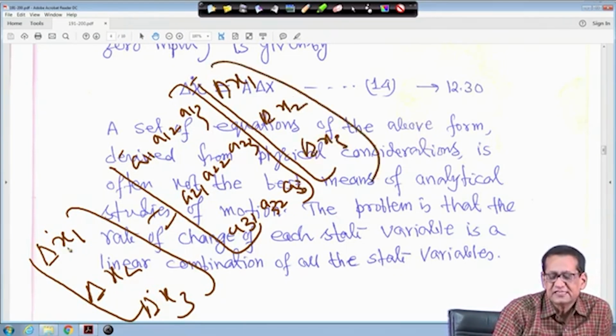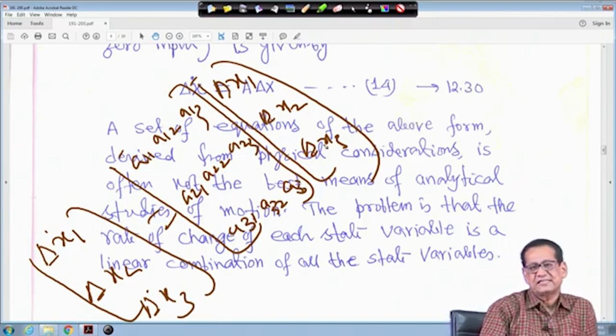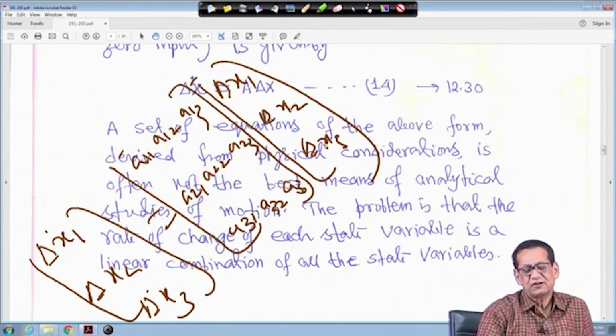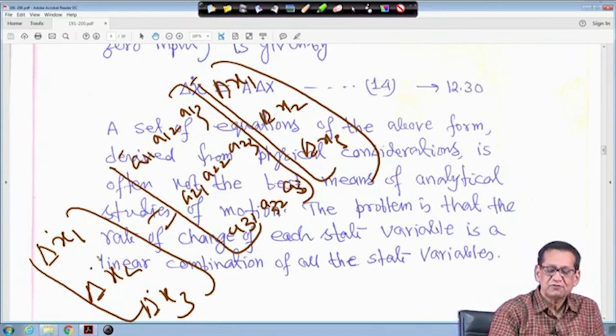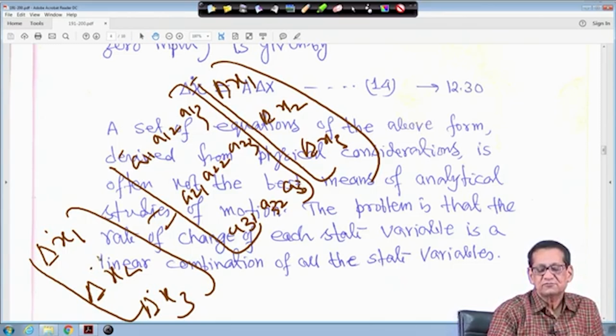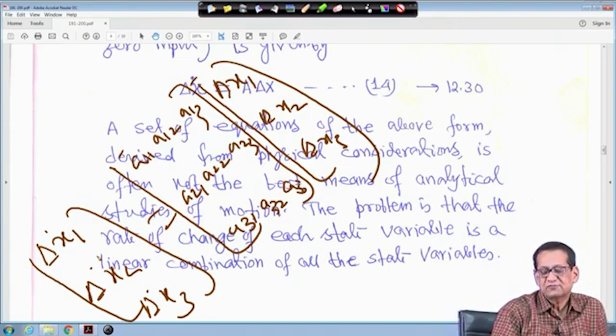So, if you write delta x1 dot, in this case delta x1 dot will be a function of all of delta x1, delta x2, delta x3. Some of the elements may be 0, it does not matter, but delta x1 dot is equal to A11 delta x1, A12 delta x2, and then A13 delta x3, like this. Delta x2 dot also is A21 delta x1, A22 delta x2, A23 delta x3. Similarly, delta x3 dot also will be A31 delta x1, A32 delta x2, A33 delta x3.